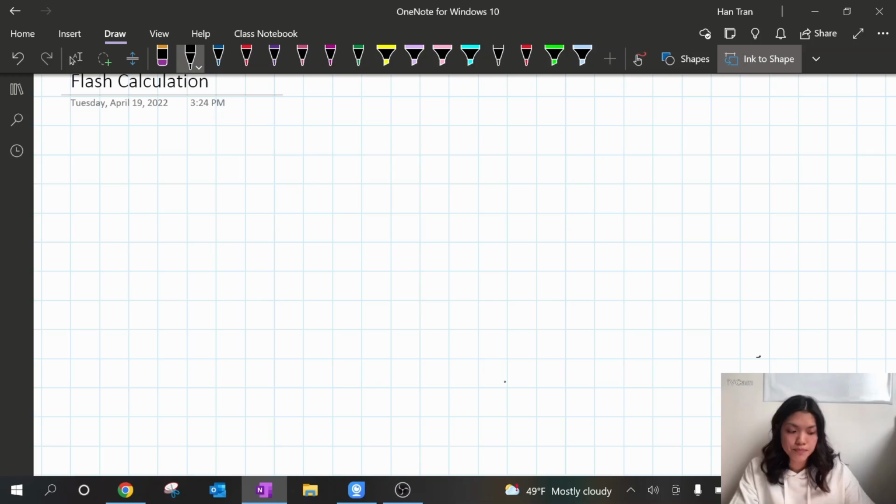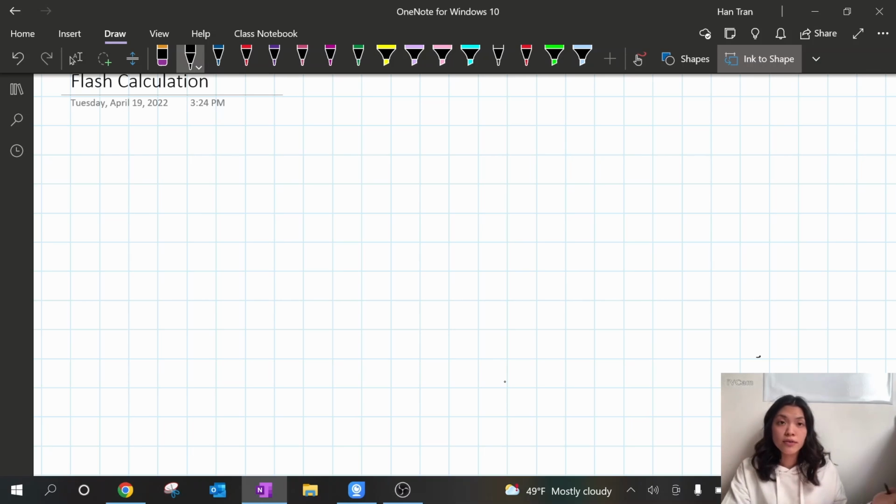In this video, we're going to be taking a look at a flash calculation using the Rachford-Rice method. We're going to be taking a look at a flash drum, and we're just going to derive the equation that we can use to solve for the liquid and the vapor and the liquid mole fraction and the vapor mole fraction coming out of a flash drum.